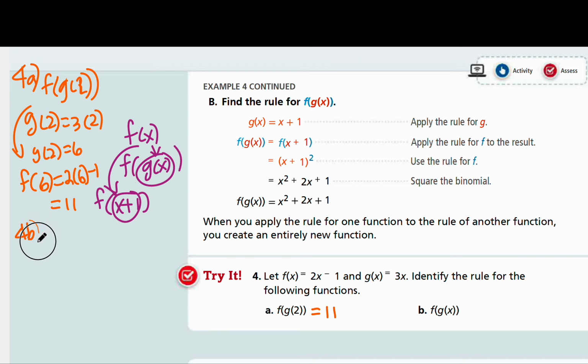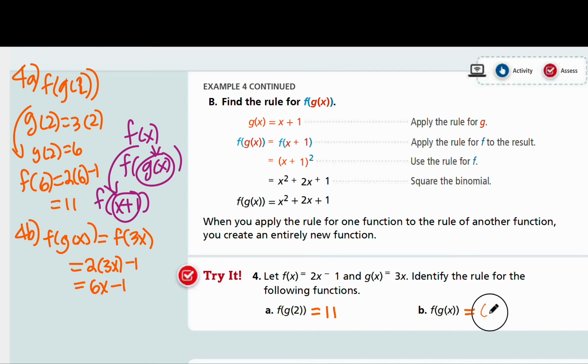Let's look at 4b. f of g of x. g of x is just 3x, so this is equal to f of 3x. Instead of x, we're going to plug 3x into your f of x rule. So 2 times 3x minus 1 would be f of g of x. Simplify that, and you have 6x minus 1. So f of g of x is 6x minus 1. All right, that was example 4 and try 4.